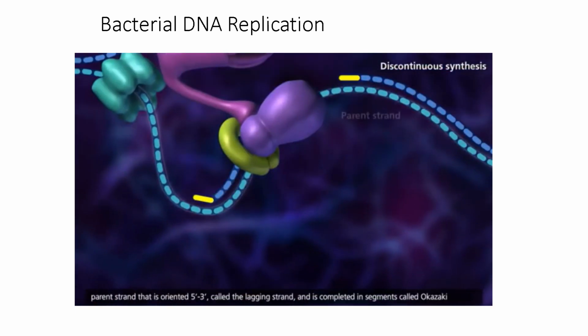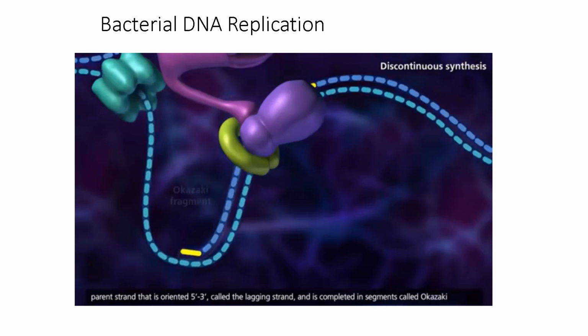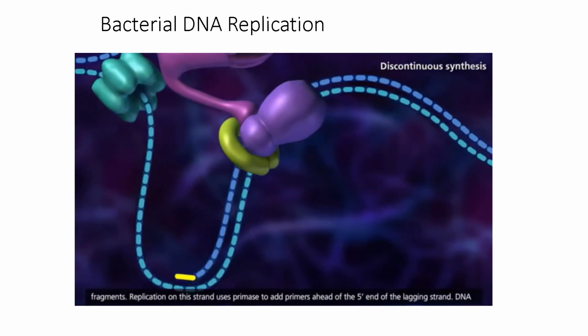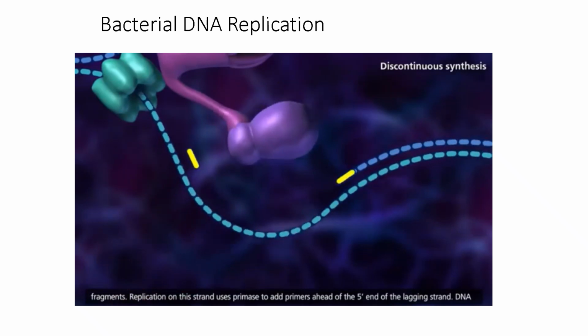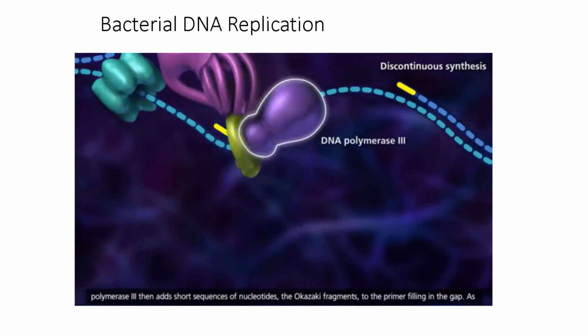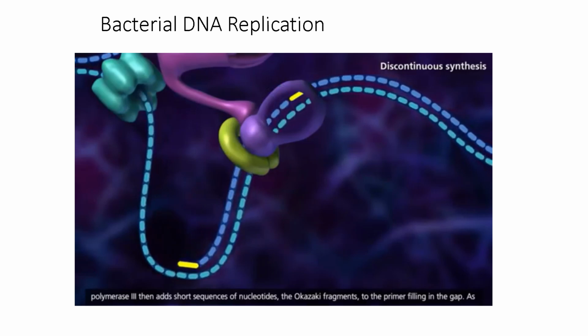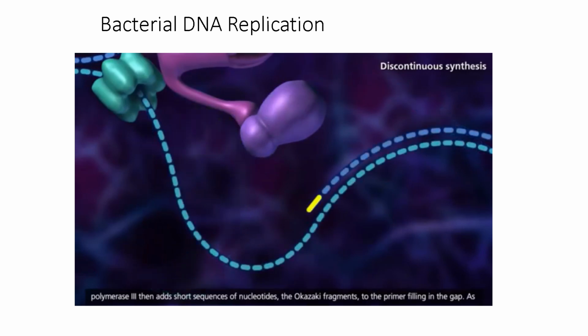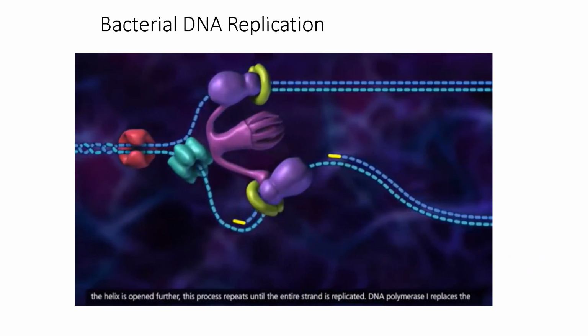Discontinuous synthesis occurs on the parent strand that is oriented 5' to 3', called the lagging strand, and is completed in segments called Okazaki fragments. Replication on this strand uses primase to add primers ahead of the 5' end of the lagging strand. DNA polymerase III then adds short sequences of nucleotides, the Okazaki fragments, to the primer, filling in the gap. As the helix is opened further, this process repeats until the entire strand is replicated.